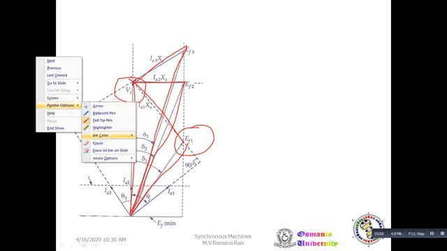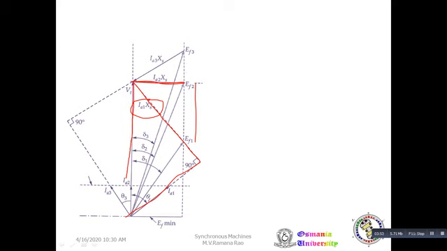So when I increase excitation from EF1 to EF2, this is IA2 XS now. It has to satisfy the voltage equation: VT is equal to EF2 plus IA2 XS. So where is the IA vector? The IA vector is 90 degrees to IA2 XS. Observe here, this is IA2. So the IA1 vector is 90 degrees to IA1 XS, and the IA2 vector is 90 degrees to IA2 XS.